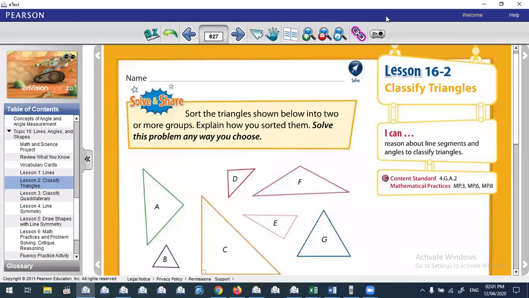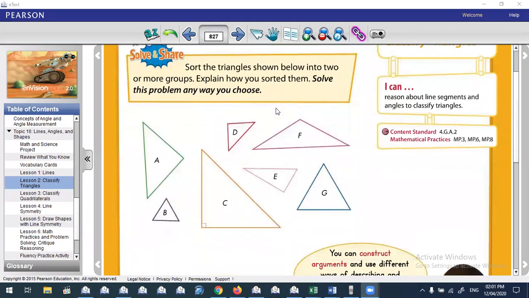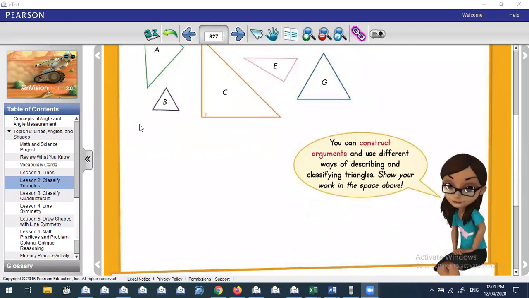How are you today? Our lesson today is lesson 16-2, which is called classifying triangles. Today we are going to classify the type of any triangle. Let's start with our rule, or types of the triangle we have.